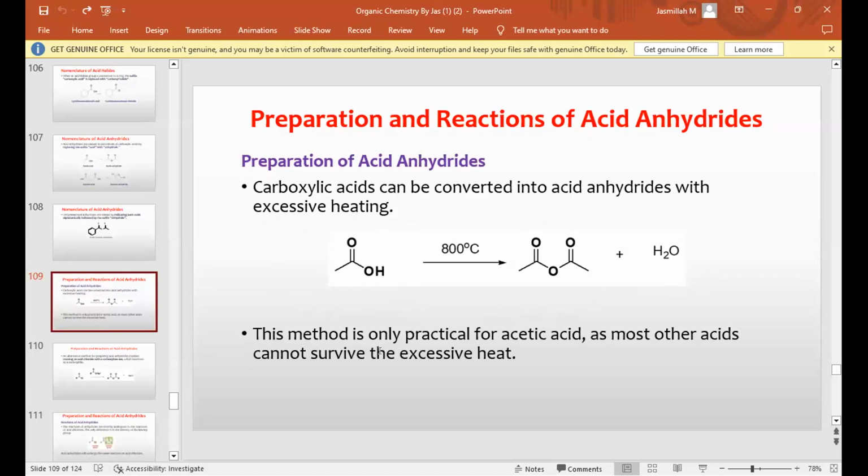This method of preparing acid anhydrides is only practical for acetic acid. Most other acids cannot survive excessive heat. So this method can only be used with acetic acid.